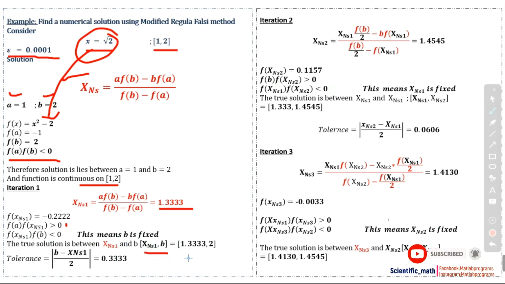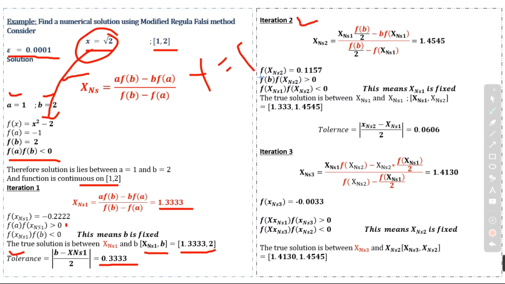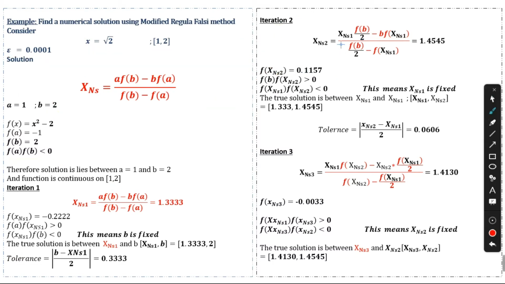We have the new interval, this one. So we check the tolerance in our solution, (b - x1)/2, and this is equal to this value. Next, iteration number 2. We use the value of y, that is f(b), half of this one, f(b)/2. We know that y is equal to f(b), so we take half of this one. Okay, so this is the formula, and after substituting all these values in this formula, we get 1.4545, and we check the value of the function at this point.